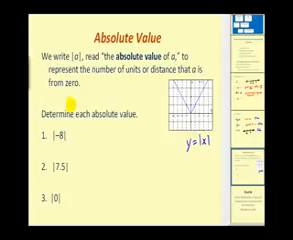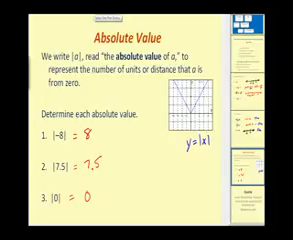So the absolute value of negative 8, how far is negative 8 from 0? It's 8 units from 0. And the absolute value of 7.5 is 7.5. And the absolute value of 0 is 0.